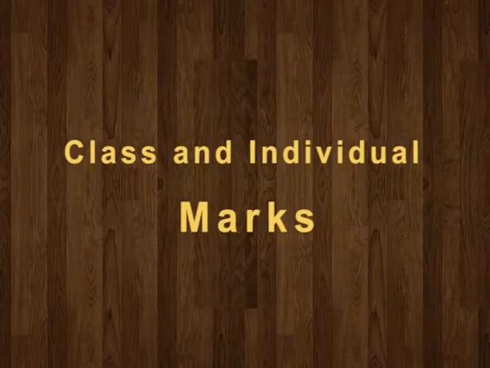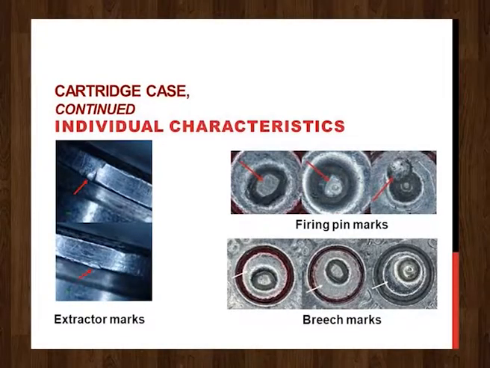Class and individual marks. The position, the size, the shape and depth of firing pin, breech face, extractor, ejector and chamber marks on a fired cartridge case constitute class characteristics, while finer details provide the basis for individual characteristics of the firearm. Similarly, the number, width, depth, direction and pitch of the lands and grooves on a fired bullet indicate class characteristics of the firearm, while finer details in the lands and grooves are individual characteristics of the firearm.